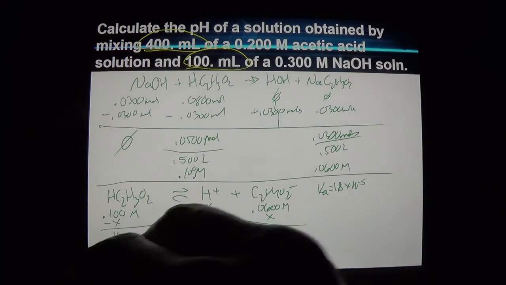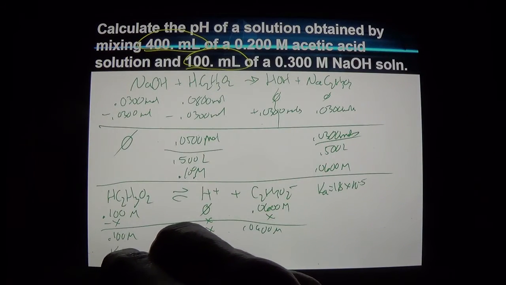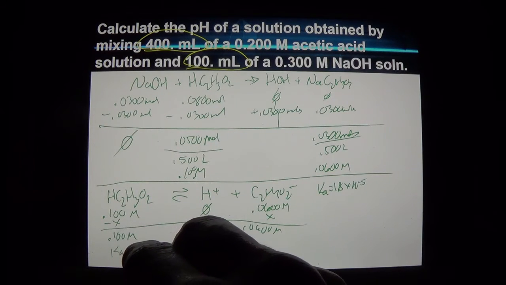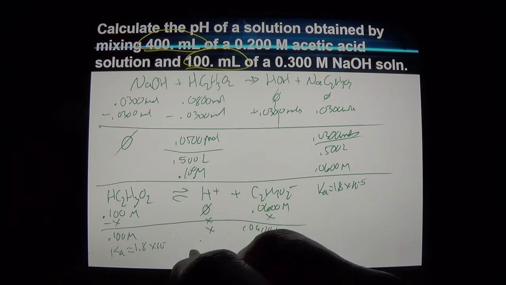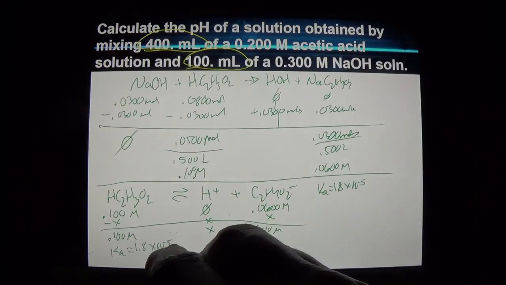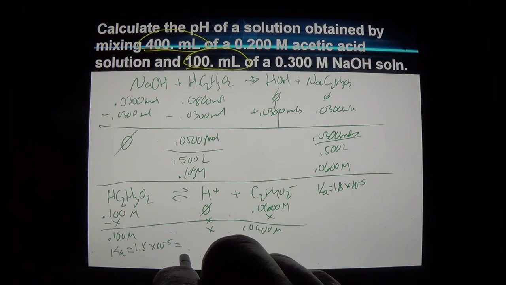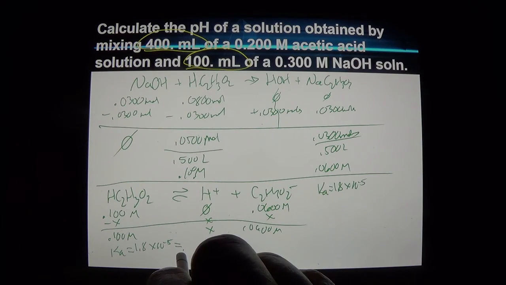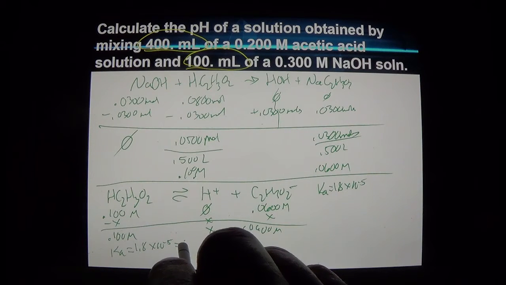So now that I have my RICE table done, I write my Ka expression, which is 1.8 times 10 to the minus 5. Believe it or not, I've tried everything I can to keep the pen from moving the screen, and I just don't know how to turn that off. I blame Microsoft for it.